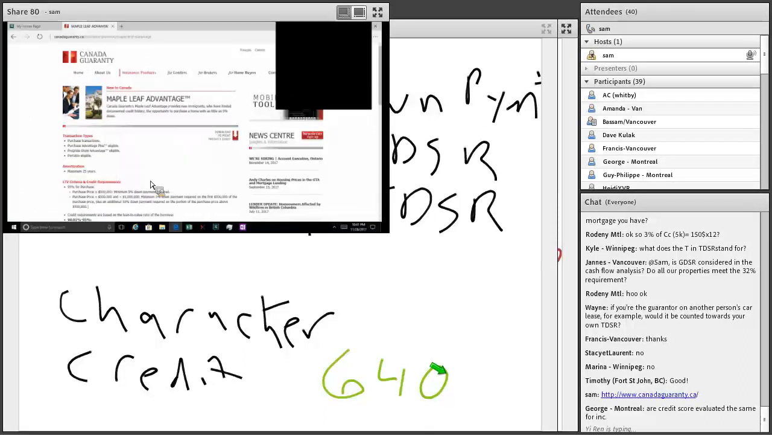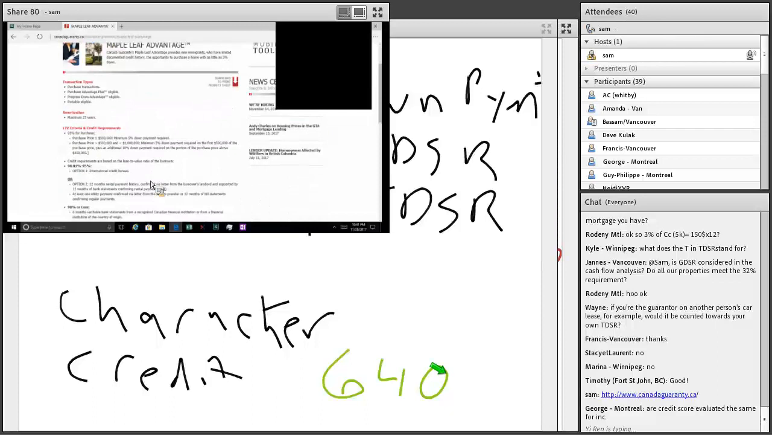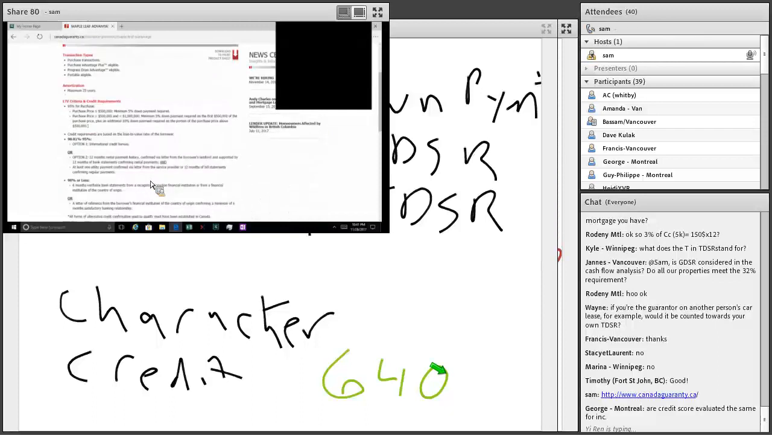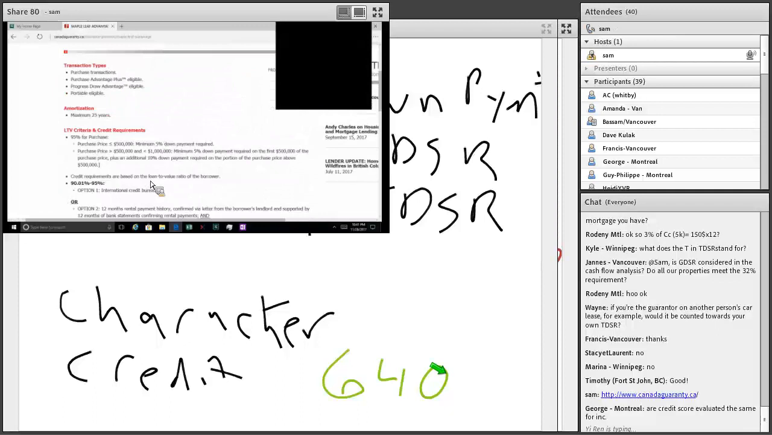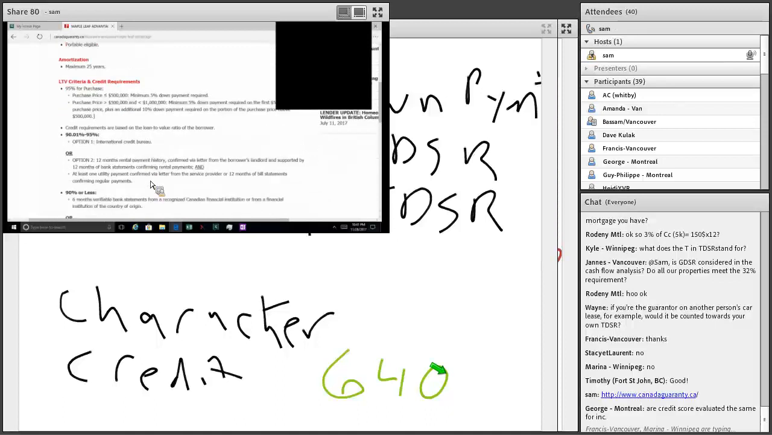Okay, so this is a great one for individuals that are new to Canada. Okay, so maximum amortization again, 25 years. They'll go 95% loan to value. If it's under $500,000, a 5% down payment is required. If you're between $500,000 and $1 million, they're saying they'll do 5% on the first $500,000, and then 10% on the amount over that. So this is a program that's basically giving you the first-time home buyer's option as an immigrant to Canada. This is wonderful. So let's go through the rest of the requirements here, and maybe we can answer some questions that are popping up.